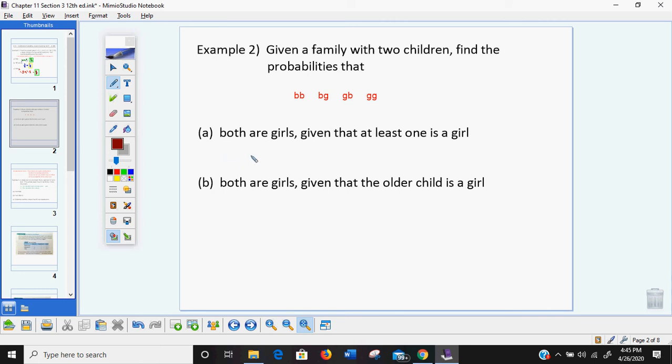So let's read part A. Both are girls given at least one is a girl. Okay, so let's look at this. At least one's a girl means the boy, boy option doesn't count. We're talking about boy, girl. We're talking about girl, boy. And we're talking about girl, girl. Those are the only 3 we care about because it says given that at least one is a girl. Now we want the probability that both are girls. Okay, so that happens 1 time out of 3. So the answer to that would be 1/3. Remember, we only care about those 3 after the given.